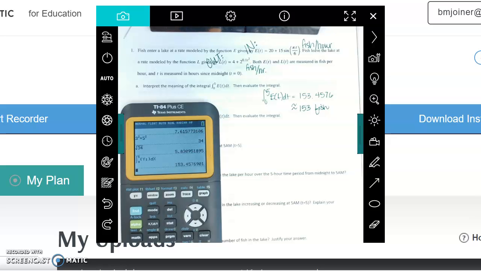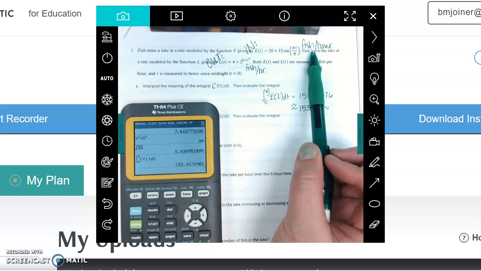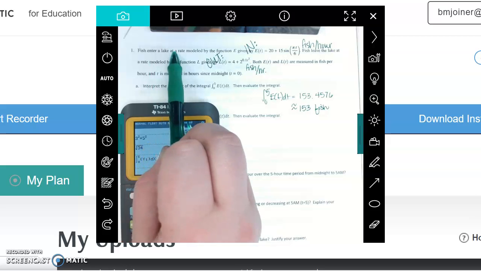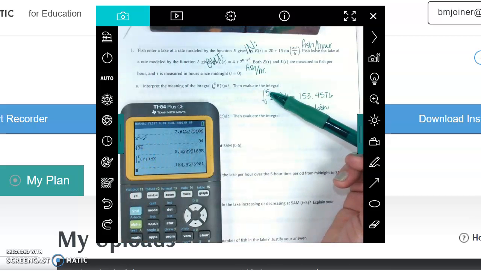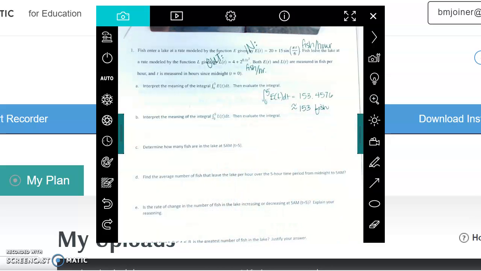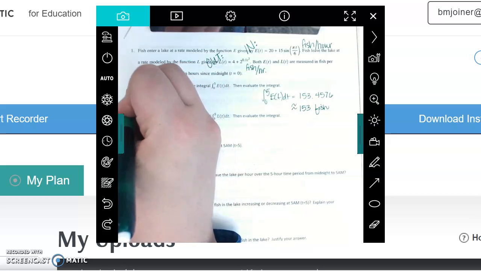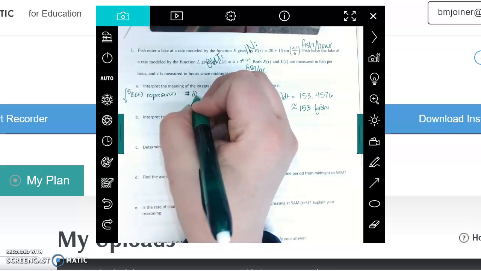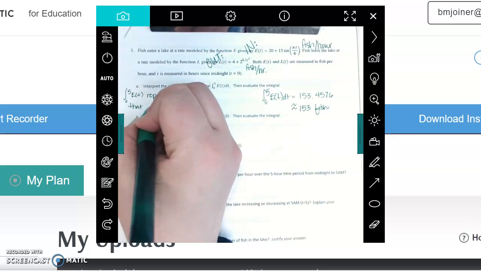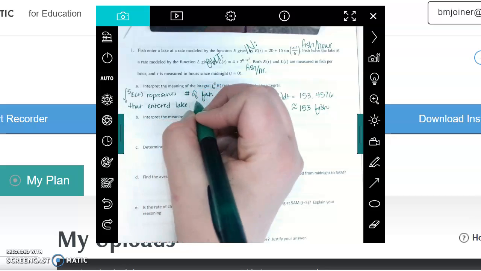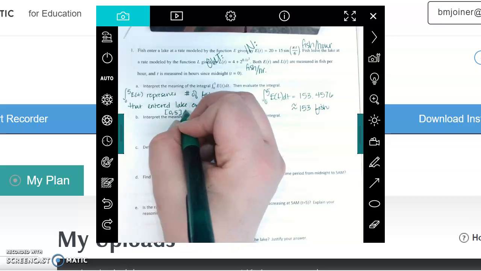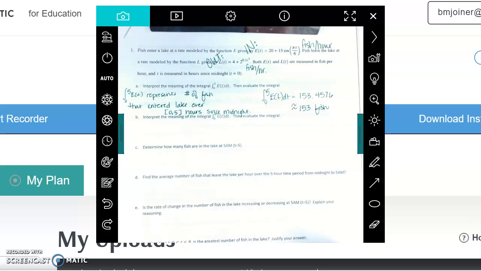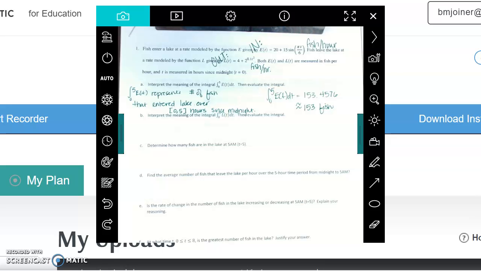Then from there it says interpret the meaning. So what is this measuring? Fish per hour. When I integrate fish per hour, what do I get? Fish. Fish that did what? Entered the lake over when? Measured in hours. So I would just basically have to say that. So this integral, integral 0 to 5 E of t, represents the number of fish that entered the lake over 0 to 5 hours since midnight. So that would be my interpretation of the meaning of that integral.